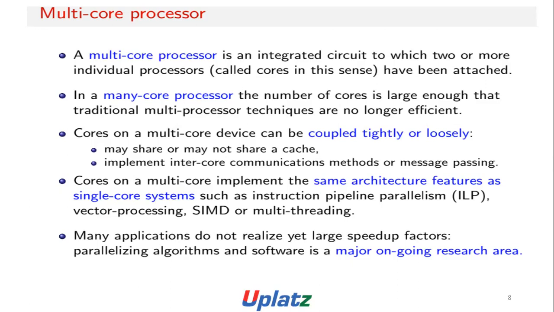Cores on a multi-core implement the same architecture features as a single-core system, such as instruction pipelining, vector processing, SIMD, or multi-threading. Many applications do not realize large speed factors, so parallelizing algorithms and software is a major ongoing research area.